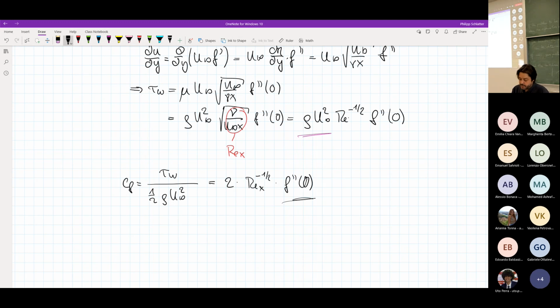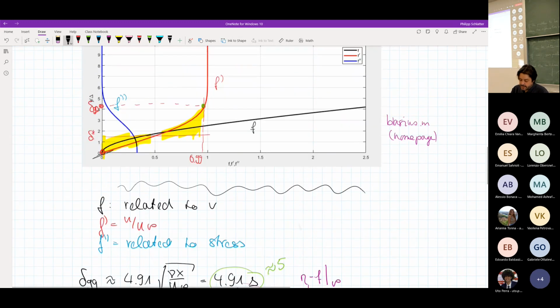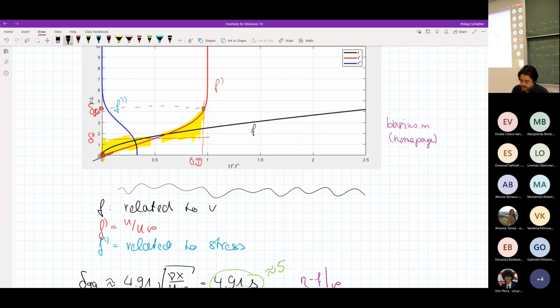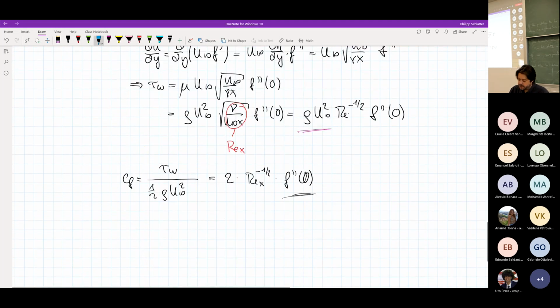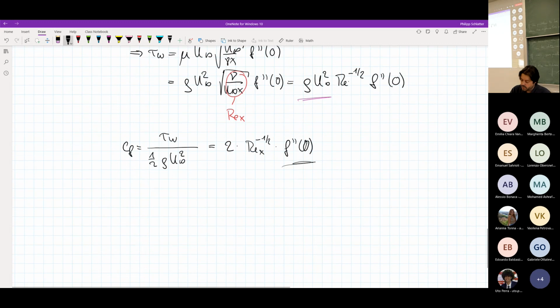This number is just f double prime at 0, and I can just go into my code or into my solution and actually look, what is f double prime at 0? It turns out that this is 0.33 roughly. So that means that 2 times this would then become 0.664 times Reynolds x to the minus 1/2.